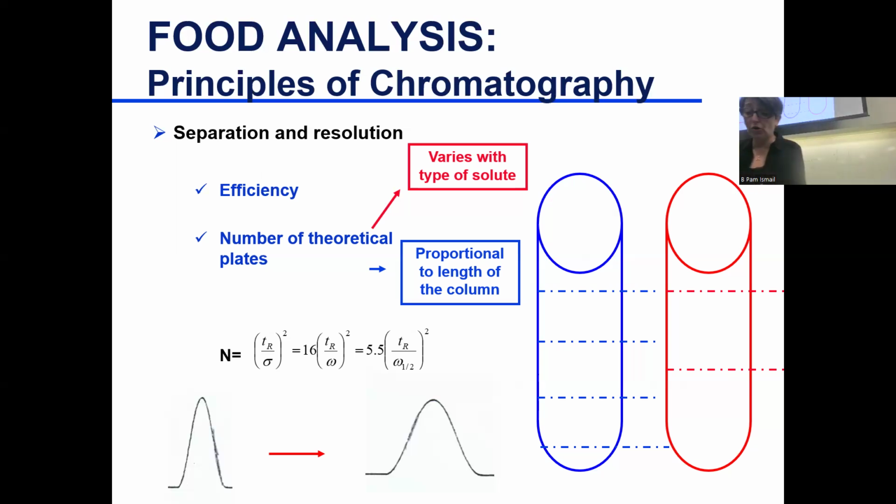If you work in the future with a column and you want to test its efficiency, when you get the column, you run through it a sample, a standard, caffeine, glucose, whatever it is. You run through it, calculate number of theoretical plates and height equivalent of theoretical plate. After 6 months, you run the same standard. And then if number of theoretical plates and height equivalent of theoretical plate changes, that means the efficiency of the column changed. So it cannot be the same for all molecules, all compounds.